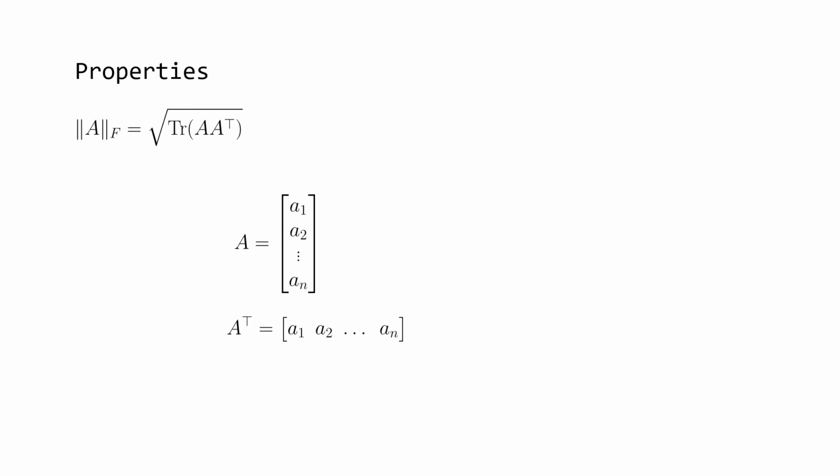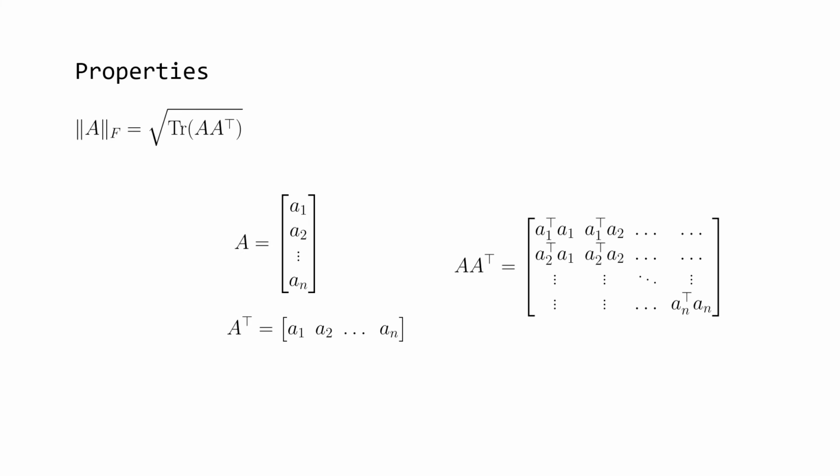The first is that the Frobenius norm of a matrix A is equal to the square root of the trace of A times A transpose. This fact can be easily understood by thinking of the matrix multiplication of A with A transpose, which is equal to the dot product of each row vector of A with itself. And since we are taking the sum of the diagonal entries and then applying our square root, this would be equivalent to the Frobenius norm.